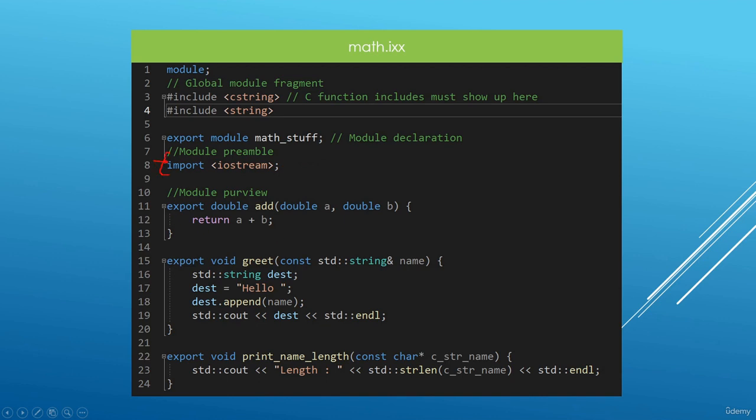And after this, we have the module purview. In this case, our purview has three functions. We have add, greet, and print name length. And all these functions use different facilities from the things we either include or import here. Add is going to return the sum of two numbers. Greet is going to print a message, and it is going to try and use std string because we included it here. And the print name length is going to use features from the C string header that we just imported here. And if we import this module file, we should be able to use either of these functions here, and it is going to work in a minute.